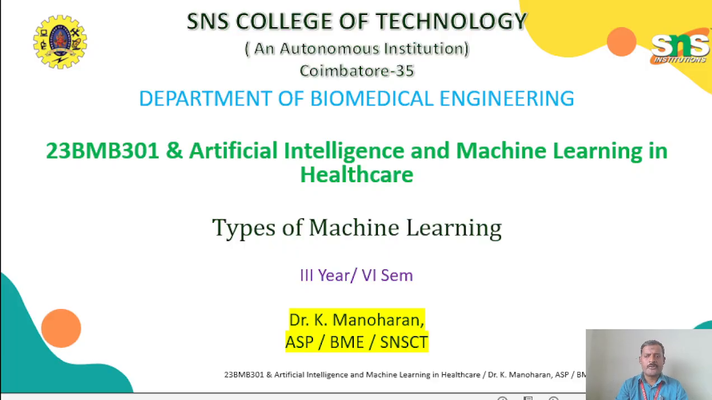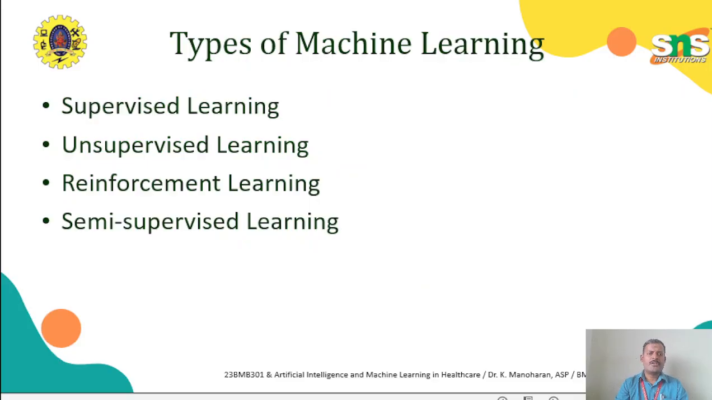So today in class we are going to discuss types of machine learning. Broadly, machine learning is classified into supervised learning, unsupervised learning, reinforcement learning and semi-supervised learning. Supervised learning is used with labeled data. Unsupervised learning, we don't have any labeled data. Reinforcement learning is trained based on error. And semi-supervised learning combines supervised and unsupervised learning for better results.